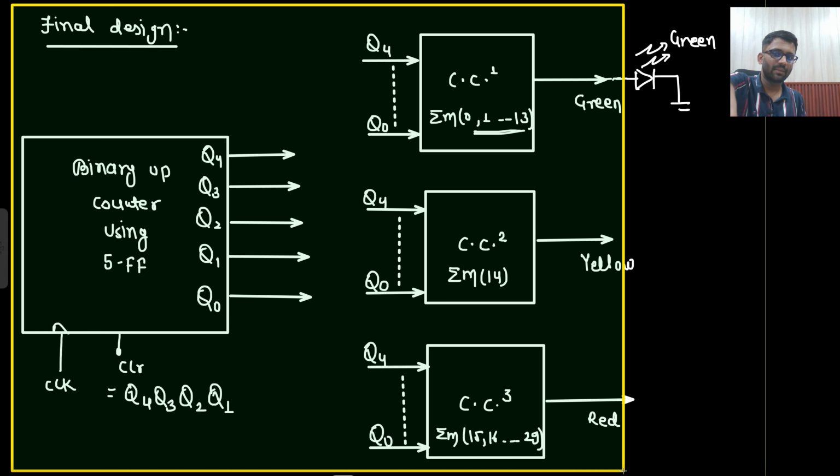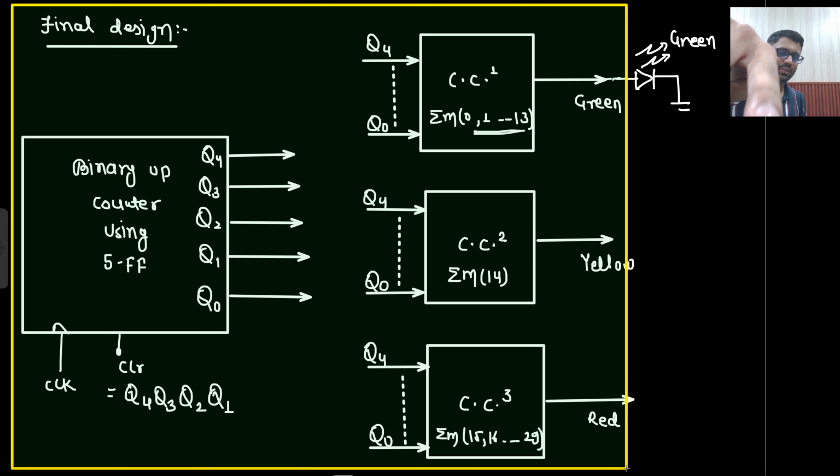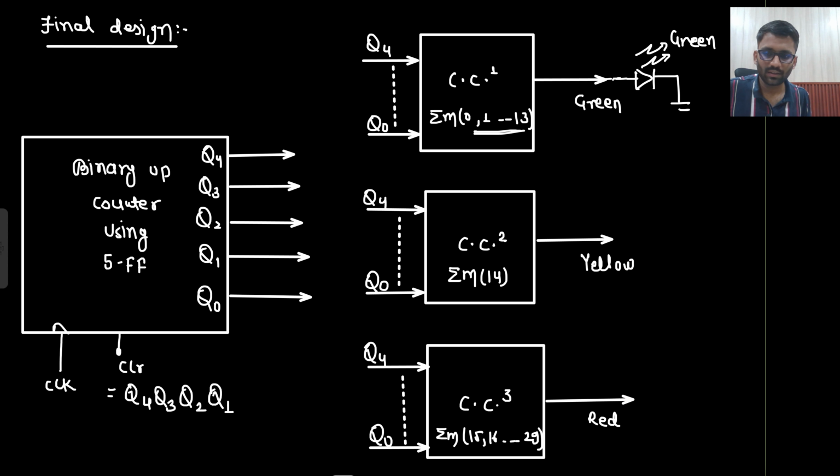Then I would know that this is my binary up counter. It will generate the output. Then these outputs will be fed to this combination circuit. In this combination circuit, if these are the minterms, and here I am generating 0 0 0 0 0, 0 0 0 0 1, till 13, green light will be lit. After that, at minterm 14, yellow light will be lit.